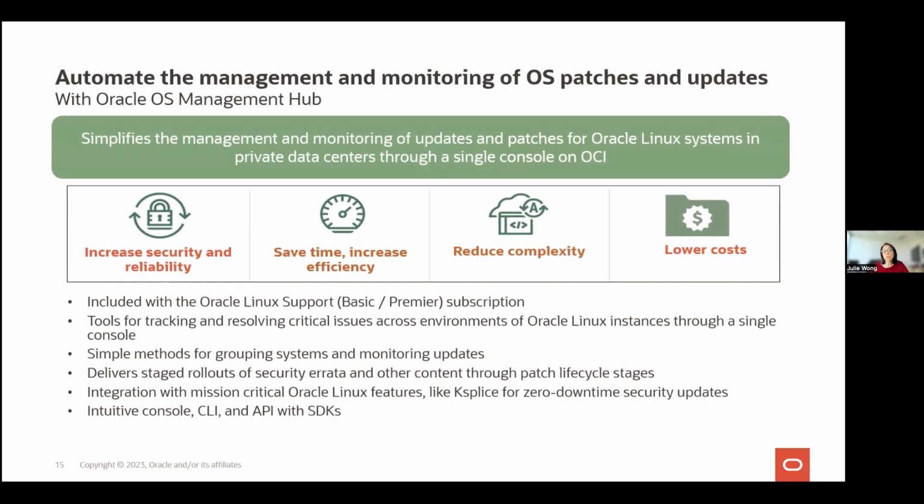OS Management Hub gives you the tools to automate your patching policies, and there's a lot of flexibility to control and customize what you want to update, when to update, and which systems and patch lifecycle environments to update. It lets you automate, schedule, and apply OS security, bug, enhancement, and other types of updates. It also helps reduce complexity. You have a centralized console that allows you to manage instances at scale, with groupings for fleet management and to promote patch version levels across environments, for example, across a development, test, production patch lifecycle.